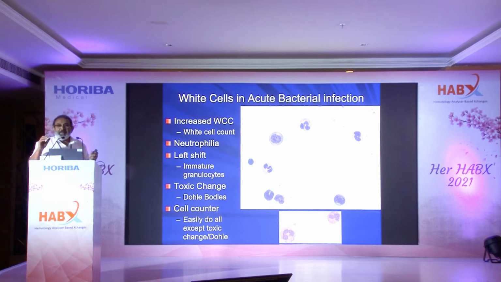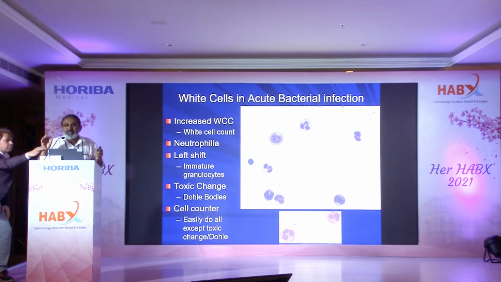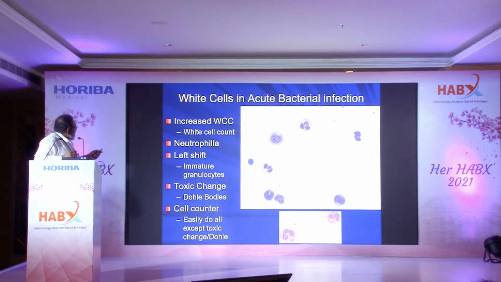So when you have acute bacterial infection, we know that hematology helps because we know that there is increased white cell count, there can be neutrophilia, there can be neutropenia also. There's a left shift, there's immature granulocytes, but there's also toxic changes, there is also Dohle bodies. Some stains like Leishman stain will not show you Dohle bodies, but other stains will show you Dohle bodies.